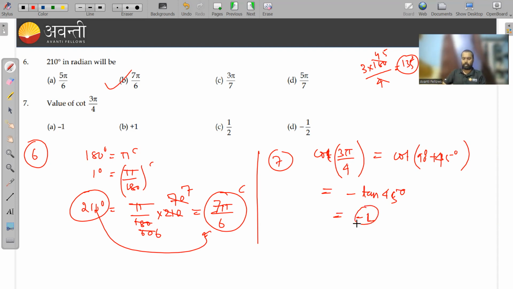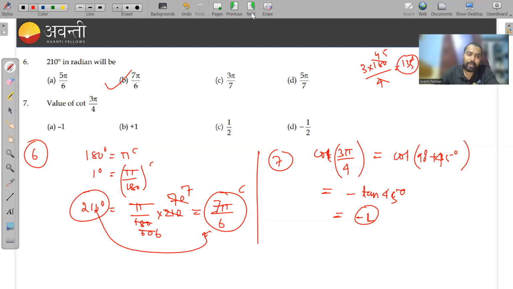There are many other ways we can solve these questions, by taking the right angle triangle method also. Or we can take it this way also: cot of 3 pi by 4, we convert cot into cos upon sin, right? Many ways we can solve these questions.